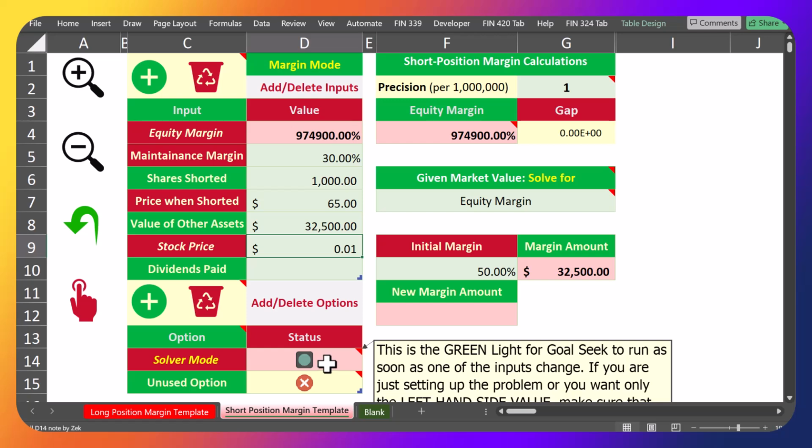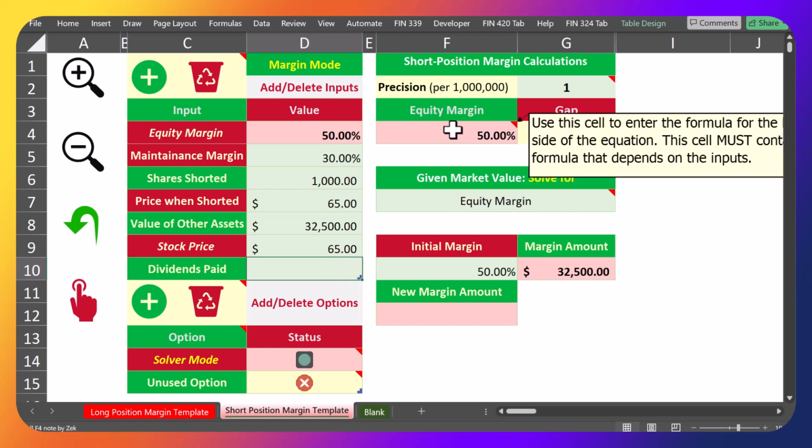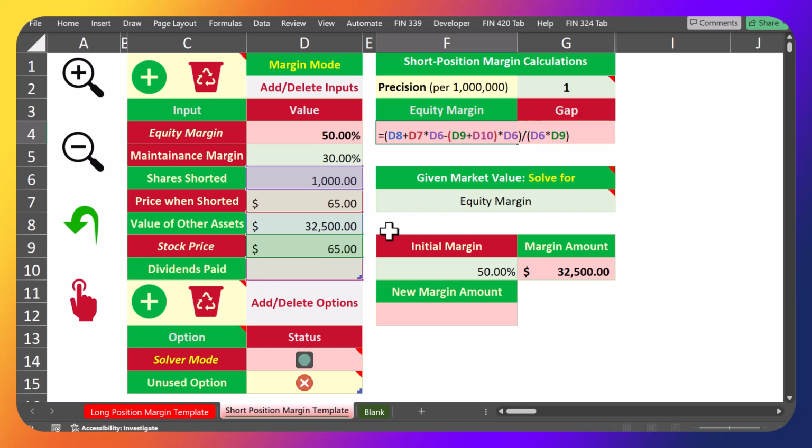Keep this cell at solver mode. You can double click to change that, but keep it there. And if all you're going to look for is what you're going to call the equity margin, let's change the start price to 65. Initially, it's 50% margin. The way I calculate this one, I take the value of other assets, in this case, the amount that the investor put in, 32.5. But if there is any other money, you can put that in as well.